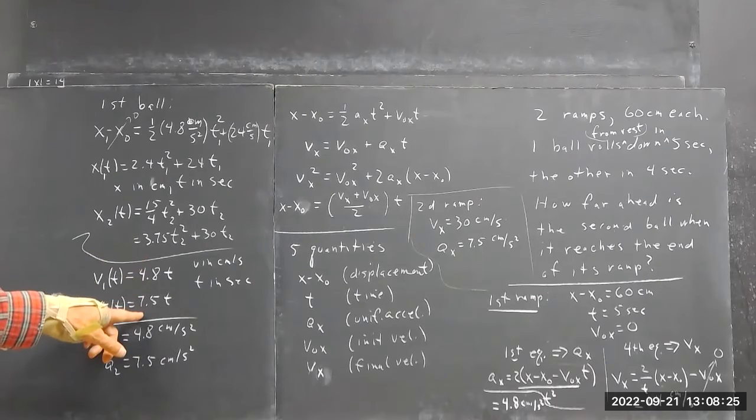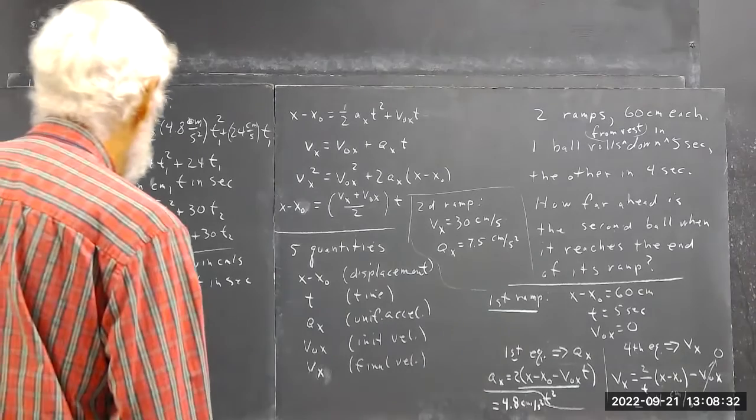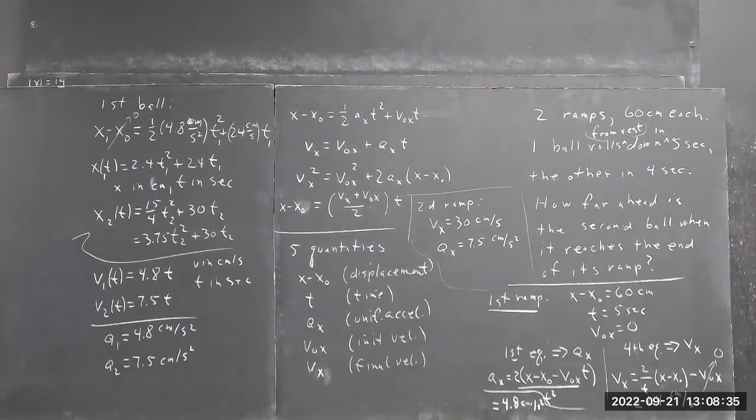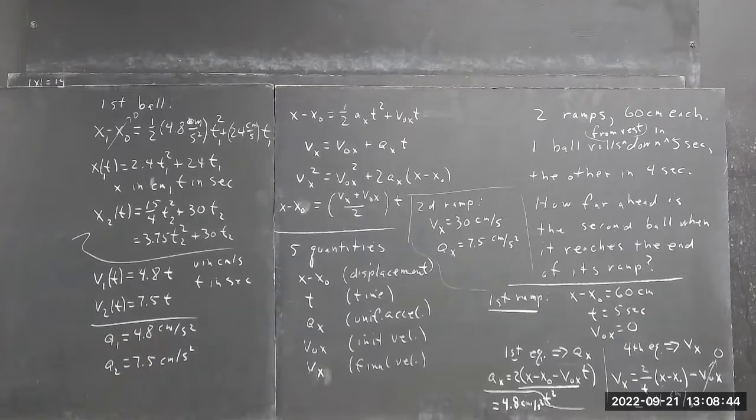Here I suppress the units, although it's not a bad idea to write 4.8 centimeters per second squared and 7.5 centimeters per second squared. Not a bad idea anywhere. Down here, I go ahead and write the units. I could write to the side A1 and A2 in centimeters per second squared, but it's easier just to write it out. You remind yourself what the units are and remind yourself to think about the units.